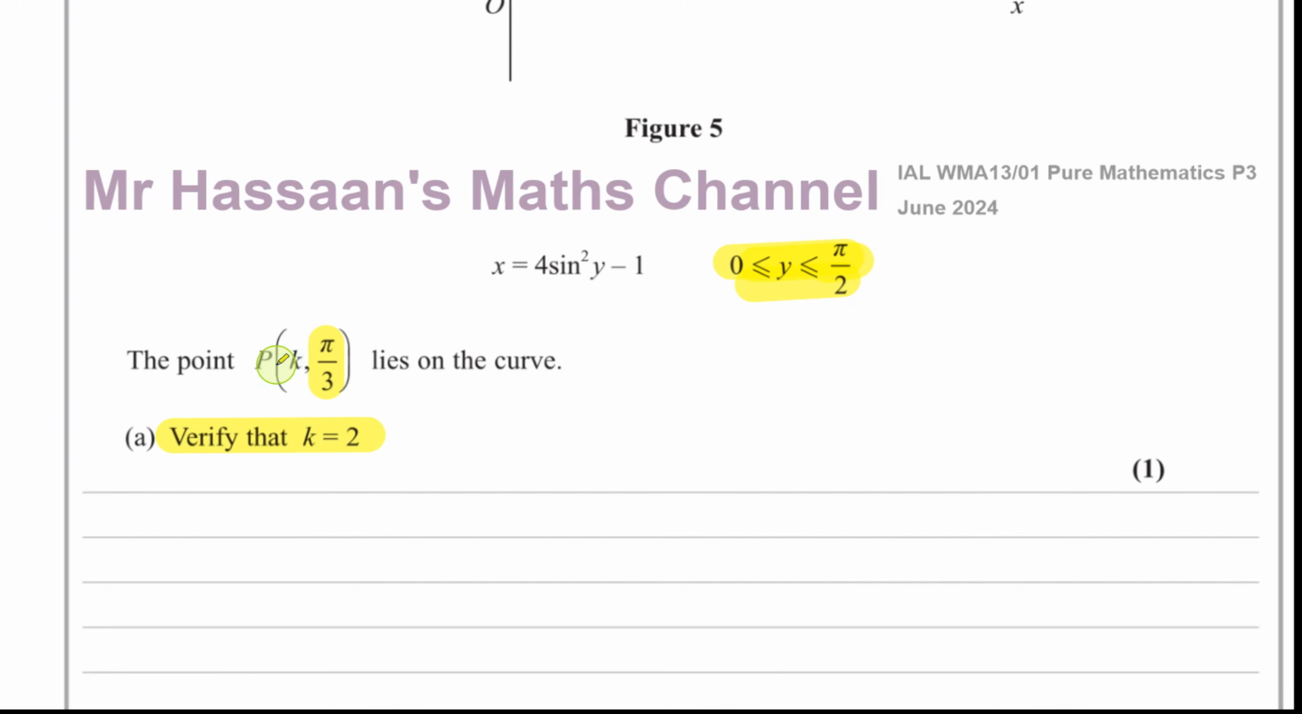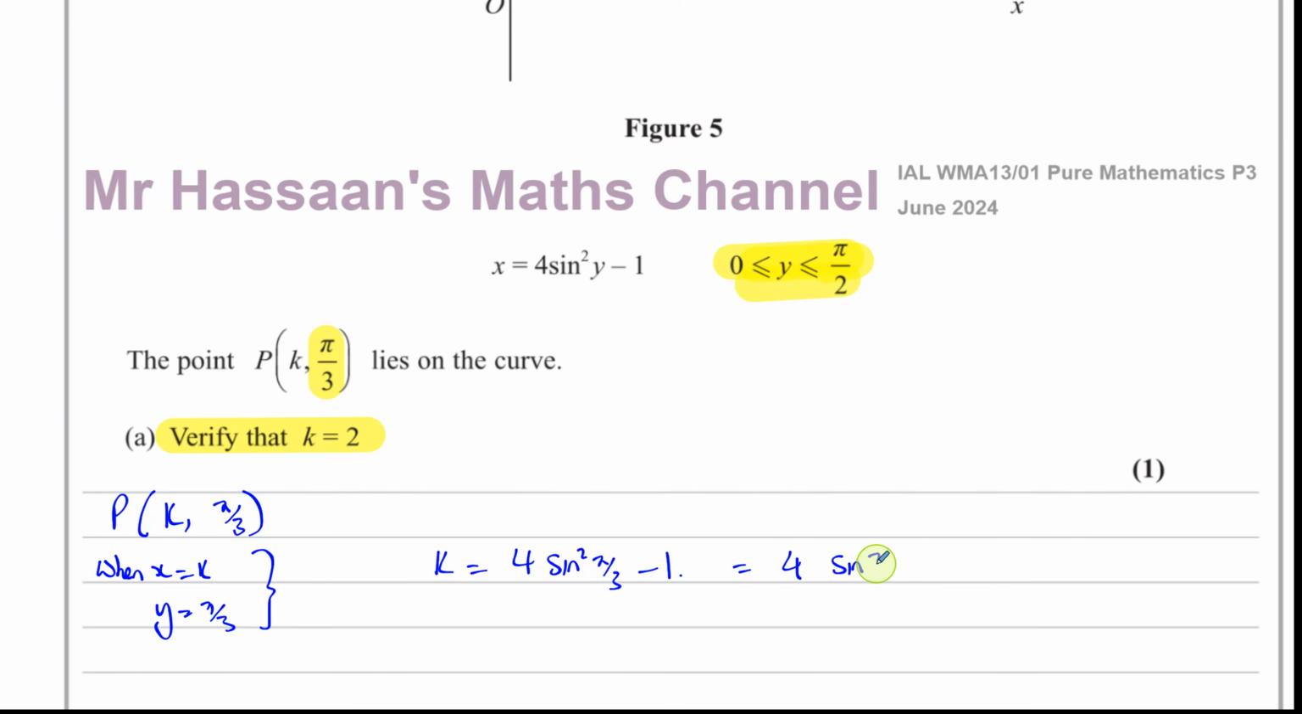So in this particular case, we want to basically use this equation. The coordinates of P are K and pi over 3. So that means when x equals K, y equals pi over 3. That pair of values, if we put it in here, we'll find what K is. So x is K, so K equals 4 times sine squared of pi over 3 minus 1. Now remember, what this actually means is 4 times sine of pi over 3 squared minus 1.